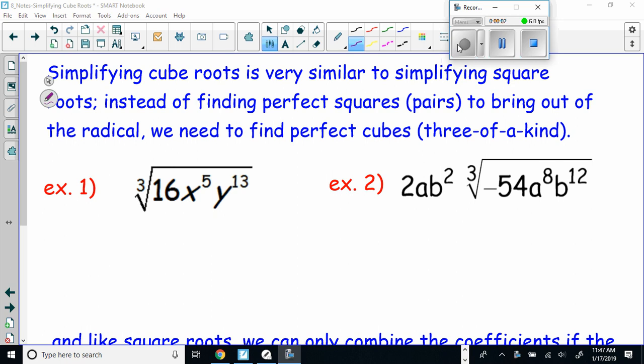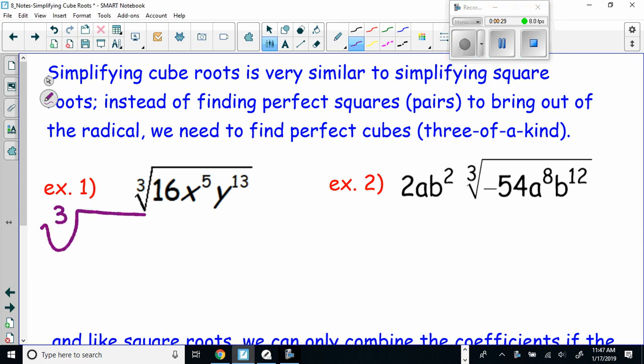All right, so simplifying cube roots is similar to simplifying square roots, but instead of finding perfect squares, we're going to find perfect cubes. We're going to find our 3 of a kinds. So we can expand these. I don't usually expand them because it gets really long, but I'll do this very first one that way, just so you have the idea of it, and then we're going to try to make it a little simpler.